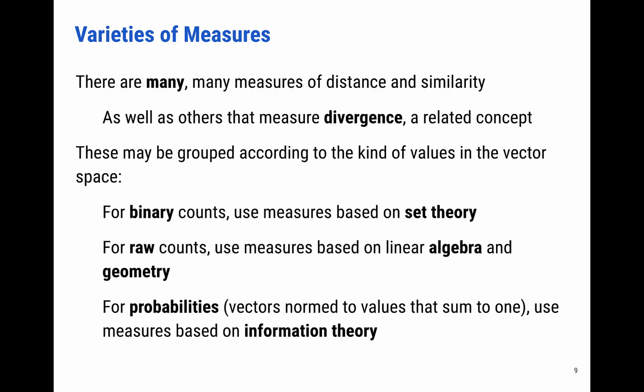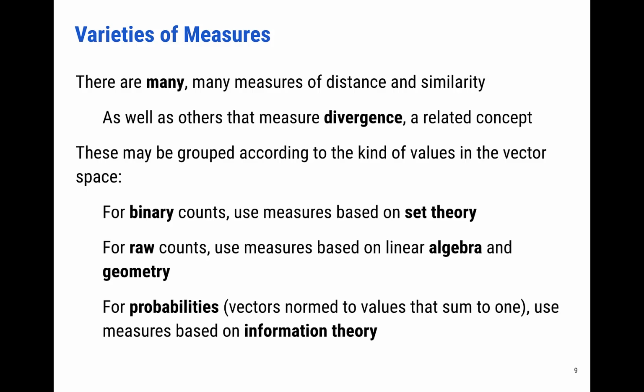Now, the second kind of matrix is the most common, what we begin with when we take a bag of words and we unstack it into a document term matrix. These are what I call raw count matrices, and distances between vectors in that space are best measured using linear algebra and geometry, the way that we've looked at so far, the Euclidean and the Manhattan distances, for example.